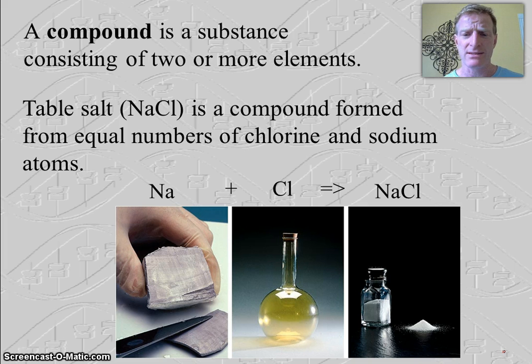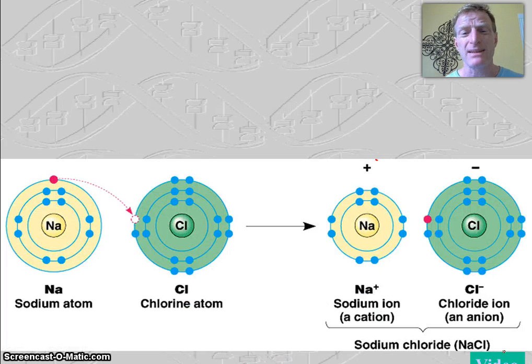Okay, well, how does that happen? Yes, it's a violent explosion. It's very exciting to watch, and it produces this sort of white crystalline substance we know as salt. But at the atomic level, what happens is sodium, notice it's got 1 electron in its outer shell. Now, it doesn't want that. It wants to have a full outer shell. So it's going to want to get rid of that, okay?